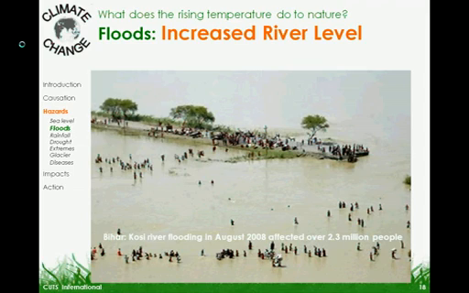This is a picture of Kosi River flooding that occurred in August 2008. More than 2.3 million people were affected and many were rendered homeless.